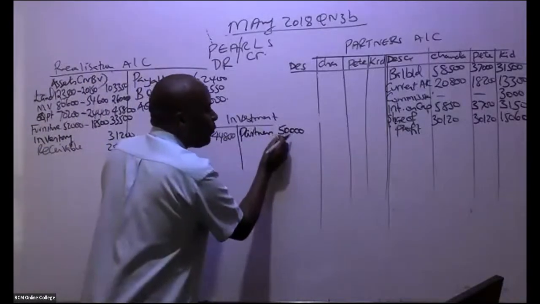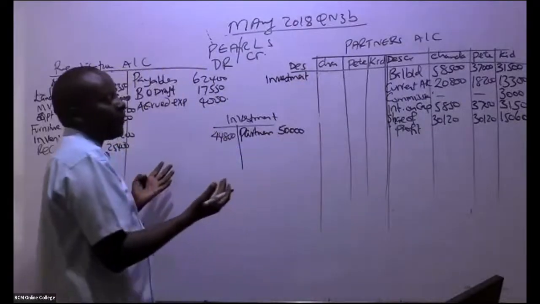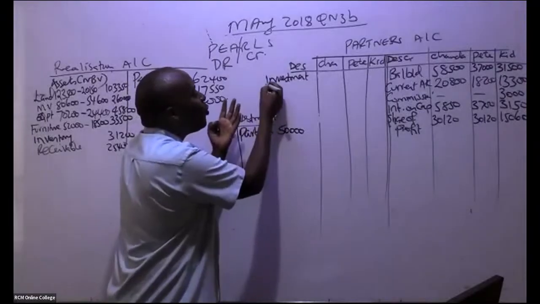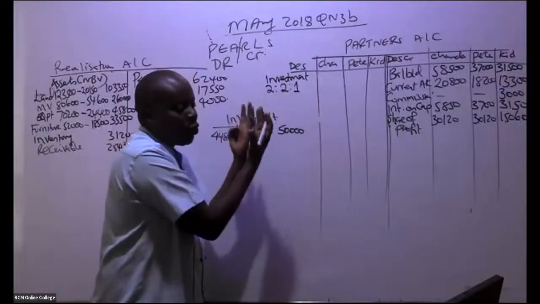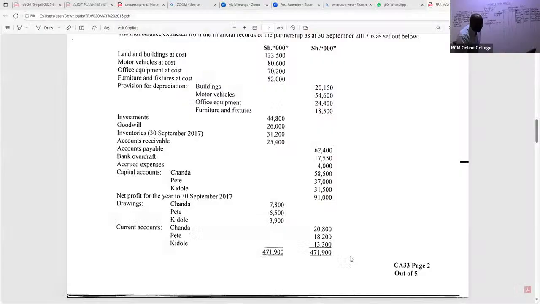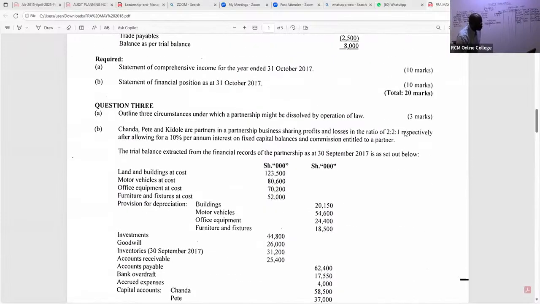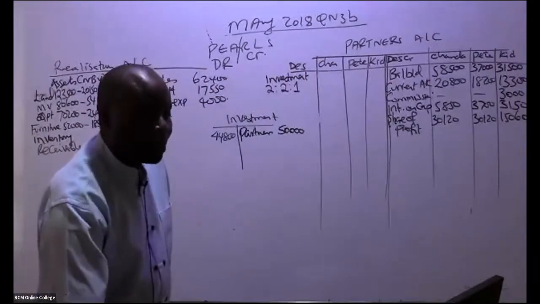So these partners took 50,000. Can you kindly apportion this investment of 50,000 before I tell you the difference? Where do we take the difference? They have told us they are going to apportion it using their normal criteria of 2:2:1. They have told us investments comprised equity investments which partners had acquired jointly, and each partner was to take over a portion equivalent to the profit share. Their profit share is given here, 2:2:1. So could you kindly apportion this 2:2:1?